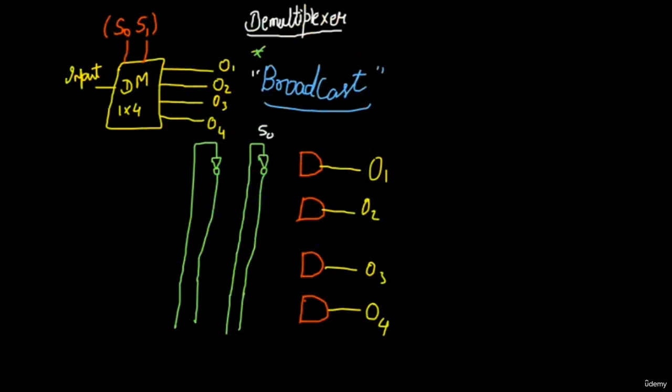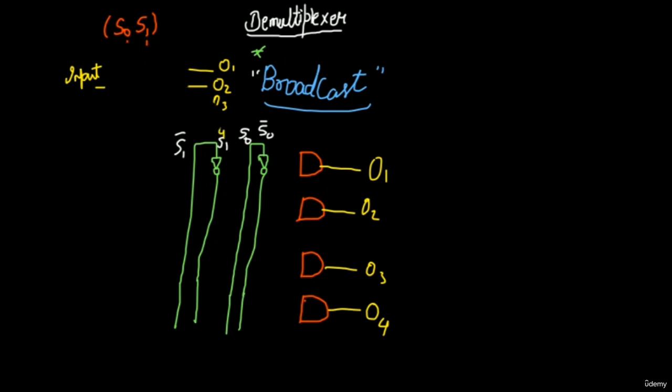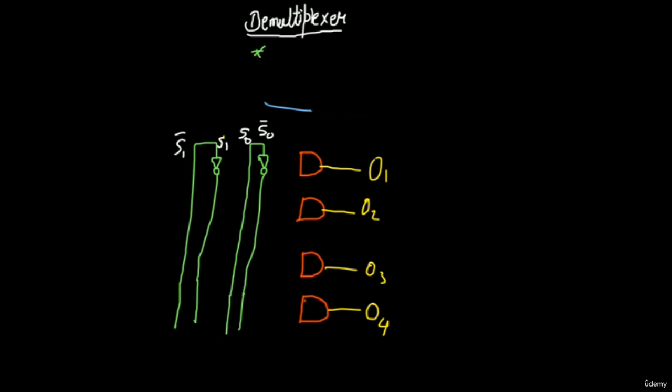So this is the S0 bar, this is S0, this is S1, and this is S1 bar. Well, it's a little bit messed up. Let me clean this up so that we can learn the things quite clearly in a good way. Okay, let's remove it completely so that we can learn the things. I will make it again if required. For now, we are going to understand the circuit of the demultiplexer.